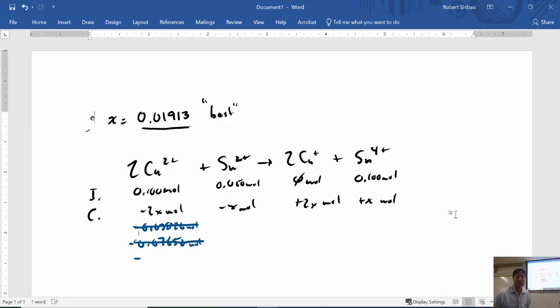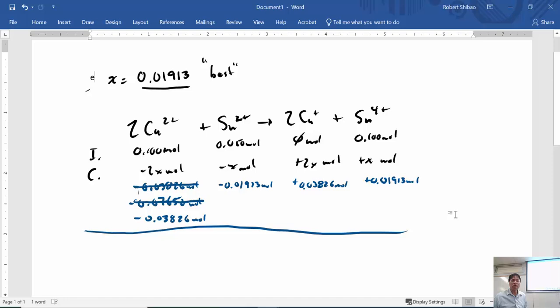And so the original one was correct. I forgot, I'd already doubled it here. So 0.03826. And then this is going to be minus 0.01913. And this is going to be plus 0.03826 moles. And this is going to be plus 0.01913 moles here.